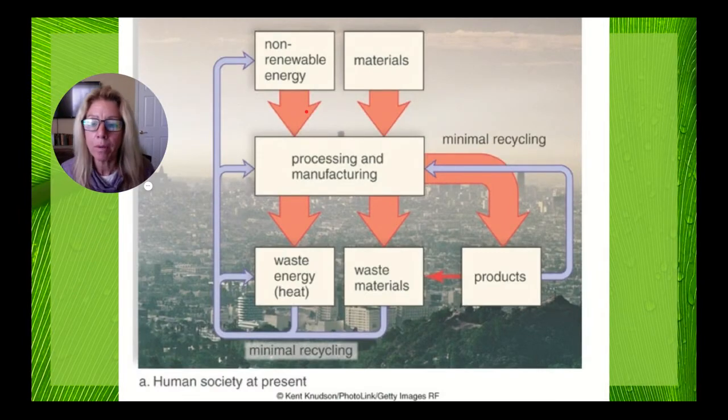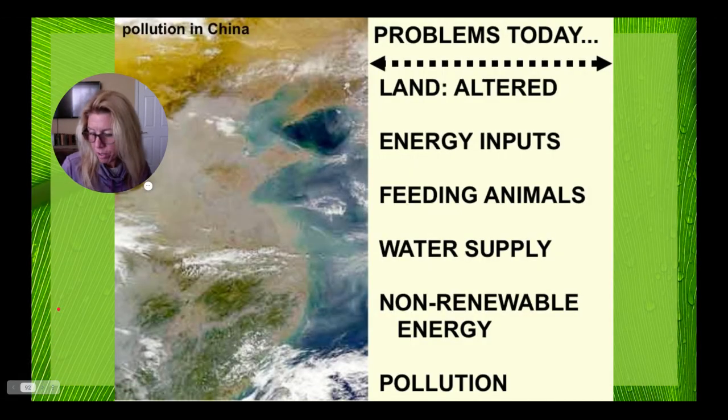If you look currently, the way human society at present, when you look at how we use non-renewable energy sources, how we use materials, all of our processing and manufacturing, our waste energy, heat, those are all, kind of maxed out. We do very minimal amount of recycling, minimal use of renewable energy sources, excuse me. So on your notes, today's society, little summary here. Land is being altered for human purposes.